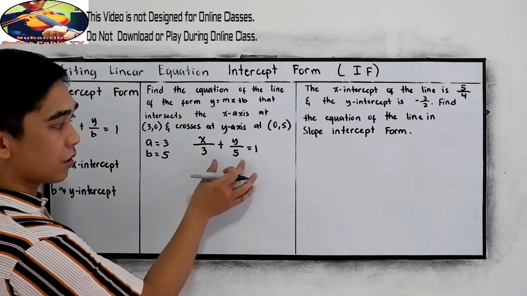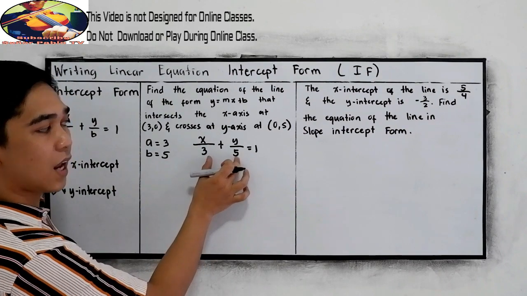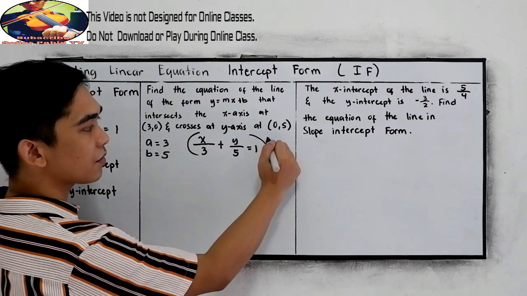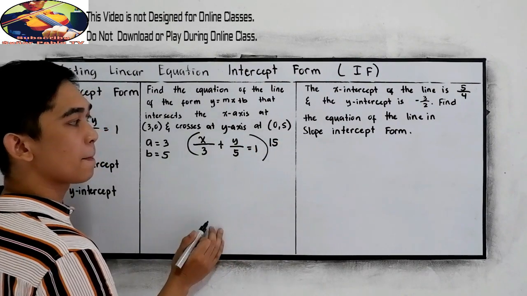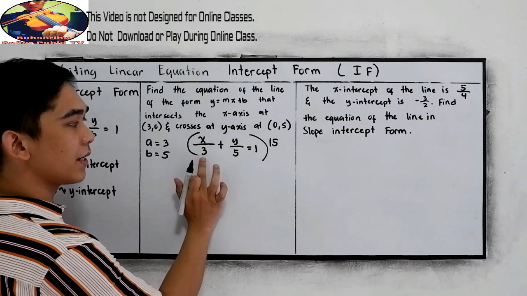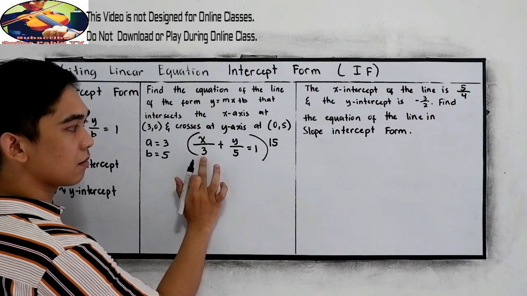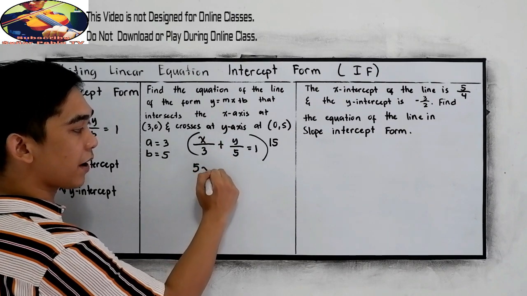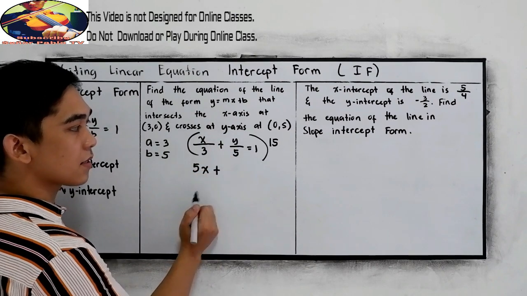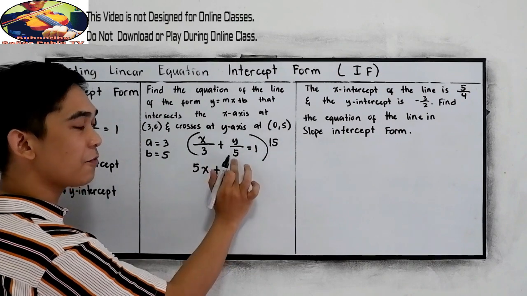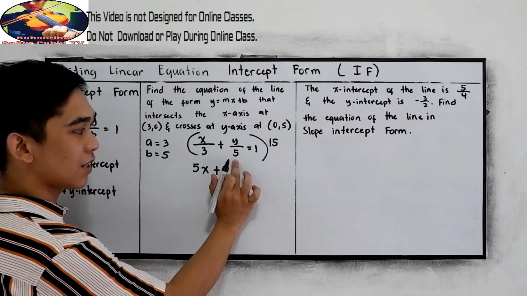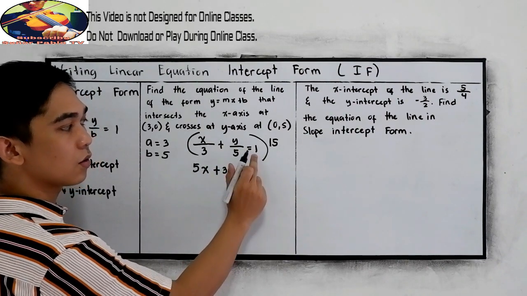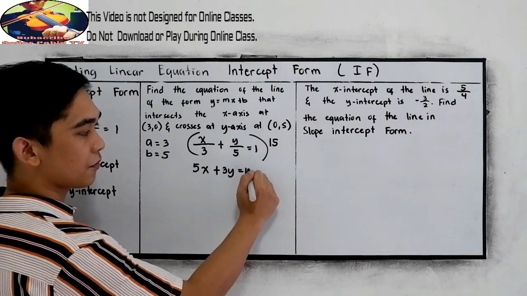We need to remove our denominator. So multiply it by the LCD of 3 and 5, that is 15. 15 divided by 3, that is 5, times x. So we have 5x plus 15 divided by 5, so that is 3 times y. 3y is equal to 1 times 15, 15.